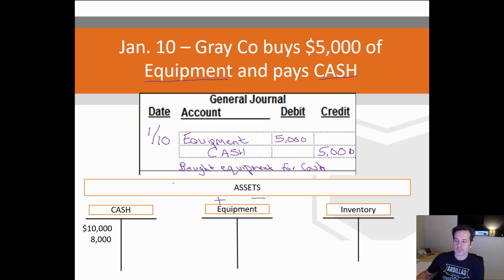Now, post it to the ledger accounts. Equipment, $5,000. And our cash account going down $5,000. So, again, the whole point, and nothing happened to inventory. I didn't have anything going on in inventory. I got my debit right there in the equipment. My credit to cash. That entire transaction is happening on one side of the equation, but my debits and credits still equal in dollar amount.